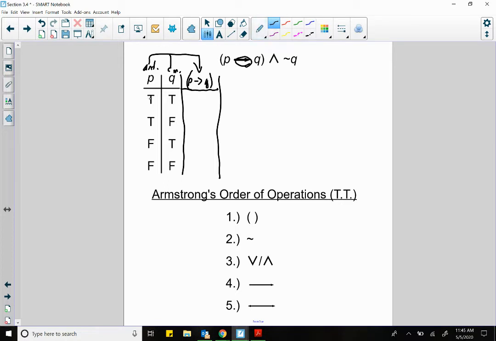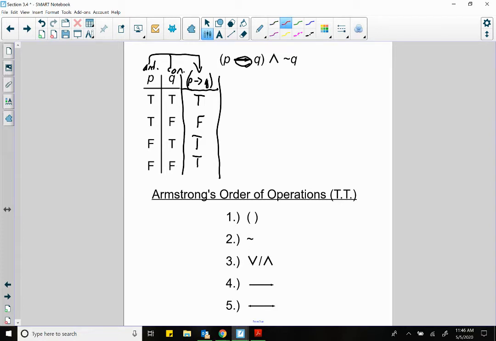So remember, conditionals are only false when the antecedent is true and the consequent is false. So I'm going from true to true. That's true. I'm going from true to false. That's the false case, because the antecedent is true and the consequent is false. I don't like how that looks right up there. I know, random of me. Consequent. There we go. So that's the false case. Now I'm going from false to true. That's true. And false to false. That is true. So I've dealt with my parenthesis.